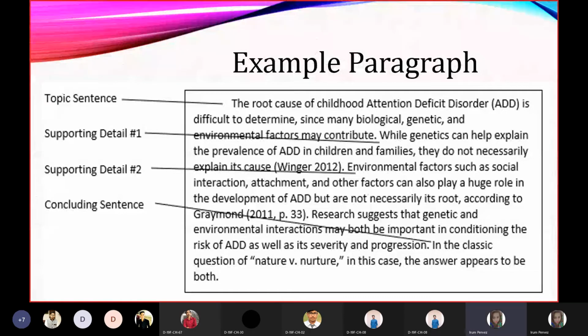Please read the slide. There is an example paragraph. Please see how the topic sentence is written and how the supporting details and concluding sentence are written. And I want you to let me know if there is coherence and cohesion in the paragraph or not. Please take your time and I'll be getting back after 5 minutes.